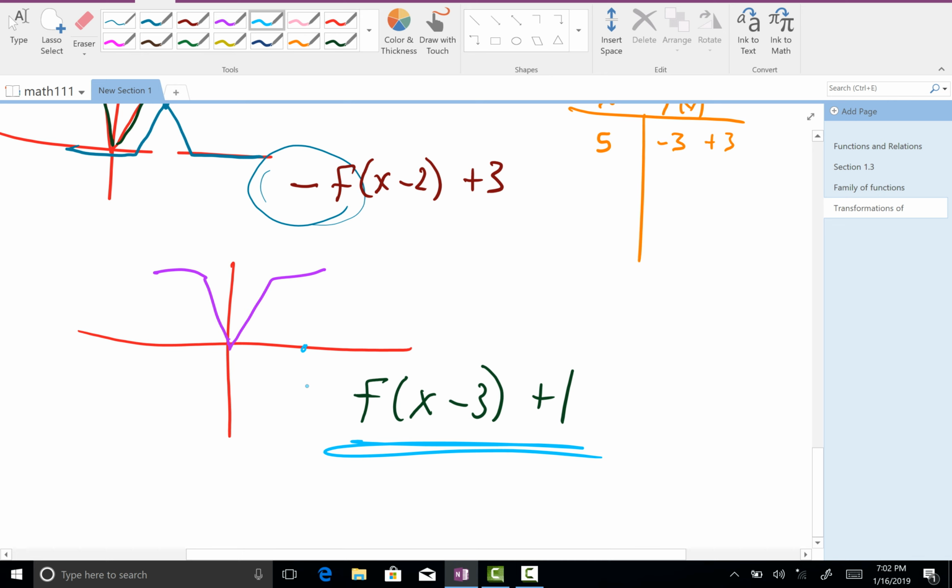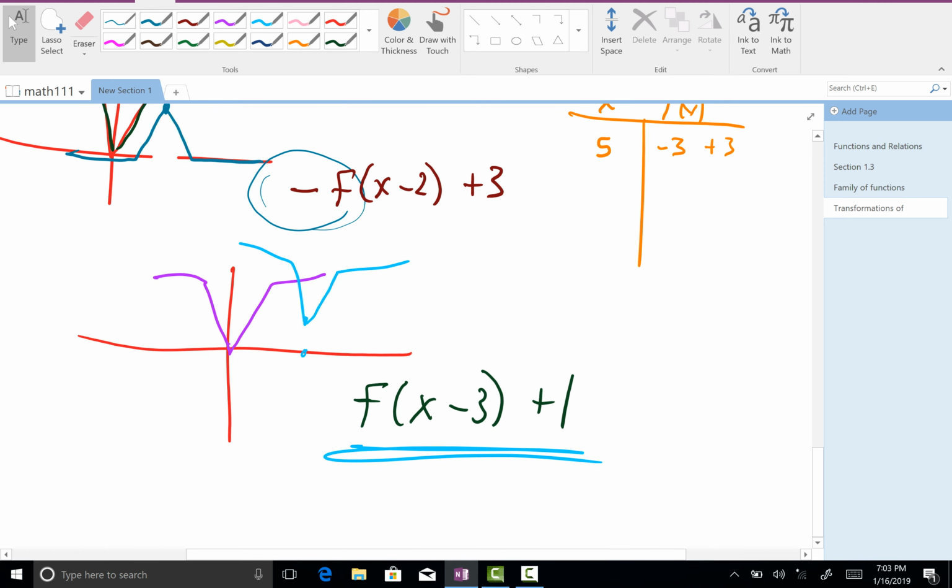We're going to move it up 1. No reflection. Okay. So you can do transformations and not even know what the function is. I mean, that's the whole thing about it. These are actually pretty complicated questions because you don't know what the function is.